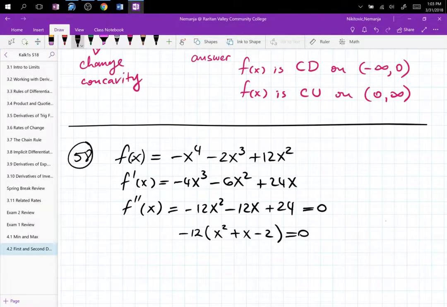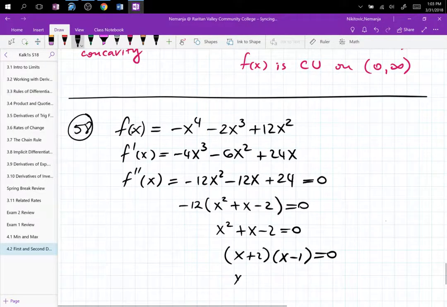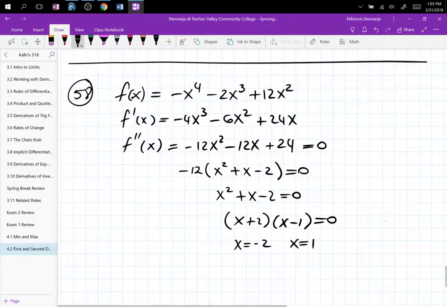Now you can't set negative 12 equal to 0, so that just drops when you divide both sides by negative 12. So all you have to worry about is x squared plus x minus 2 equal to 0, which is easily factorable into x plus 2, x minus 1. From where x equals negative 2, x equals 1. I have 2 inflection points.